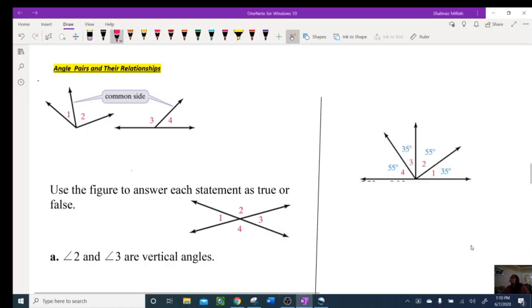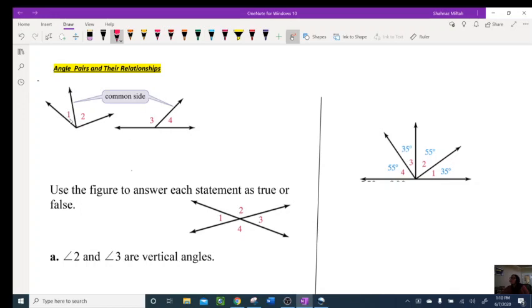Hello everybody, let's start today with angle pairs and their relationships. We are going to learn in this objective a special relationship between pairs of angles and also use algebra to find angle measurements. So these are special angles.